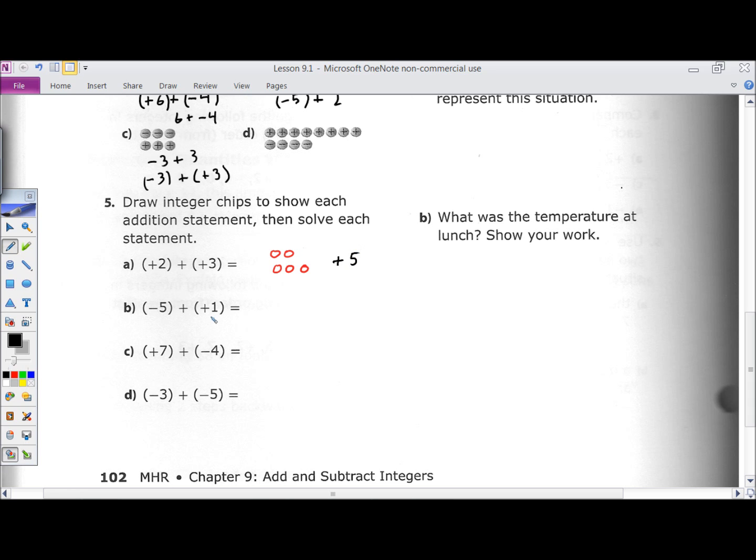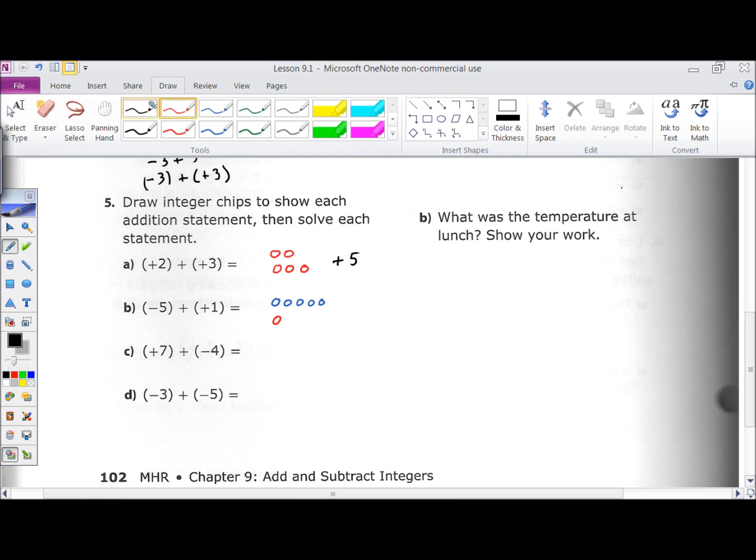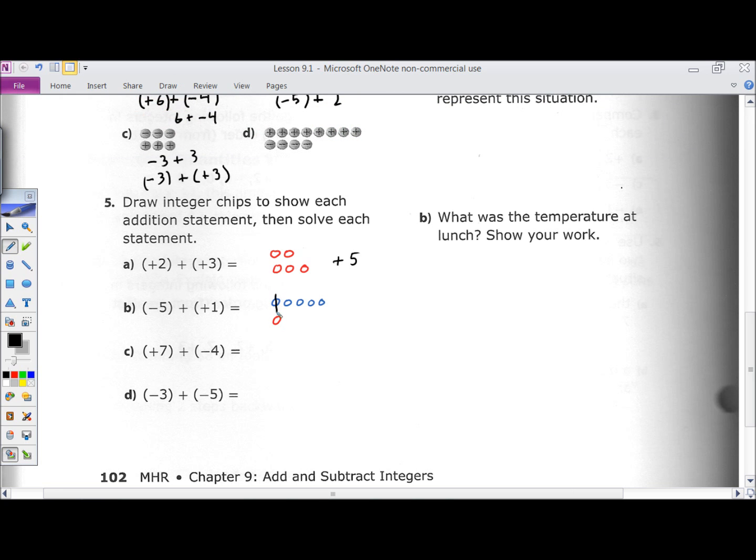B, negative 5 plus positive 1. So I need blue chips to represent my 5 negatives. 1, 2, 3, 4, 5 blue chips to represent the 5 negatives. And I'm adding positive 1, so I need 1 red chip to represent that 1 positive. Now, I can't just count them up yet because I have positives and negatives here. So what I'm going to do is get rid of my 0 pair. I'm going to cross it out. I've just taken away 0. Now I count up what I have left. 1, 2, 3, 4. That's 4 negatives left over, so that's negative 4.